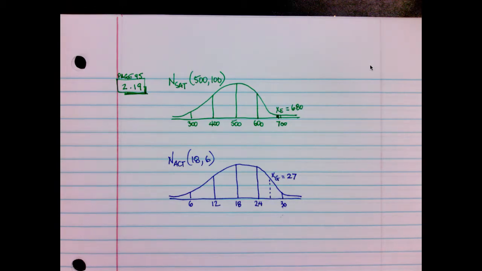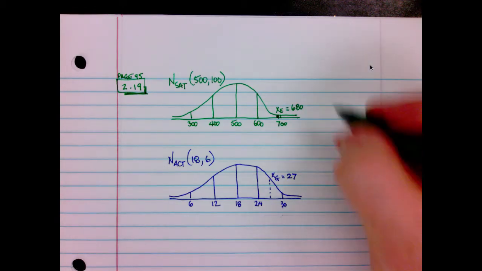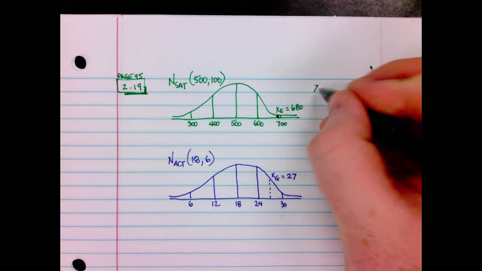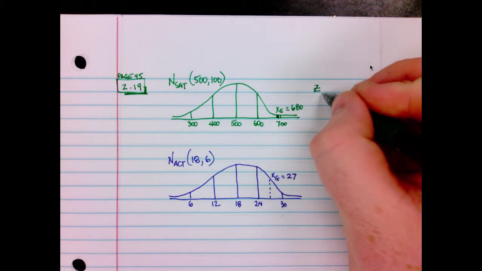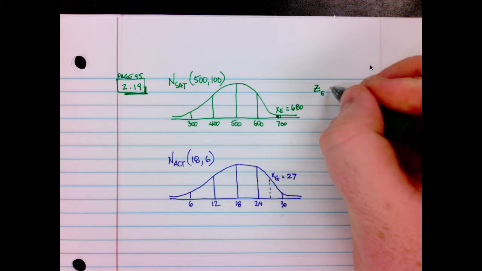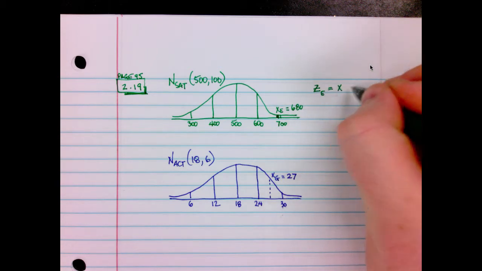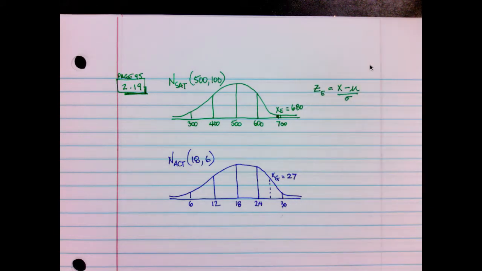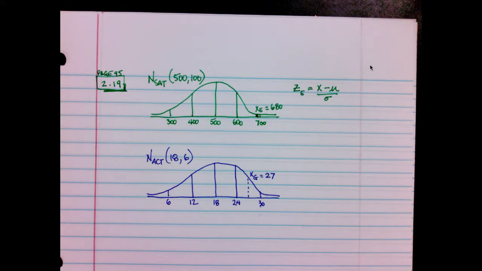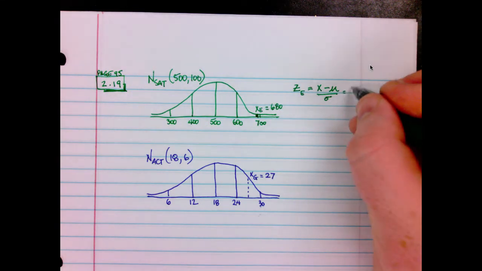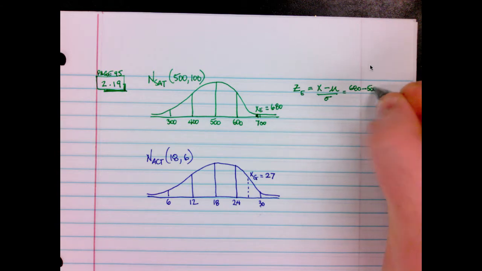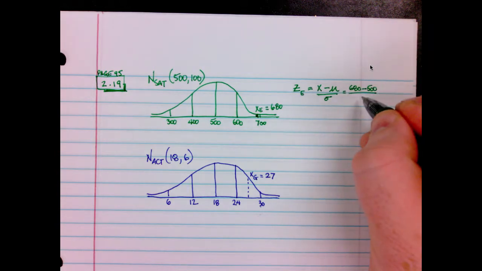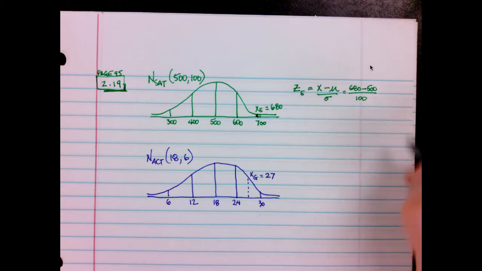Another measure we can look at is a z-score for each of our young students. And the z-score for Eleanor, we're going to calculate using her score, and we're going to subtract the mean, and we're going to divide by the standard deviation. So Eleanor's score of 680, we're going to subtract the mean of 500 and divide by the standard deviation of 100. Doing this calculation gives us her z-score, which is a 1.8.